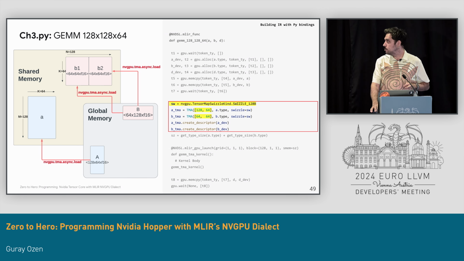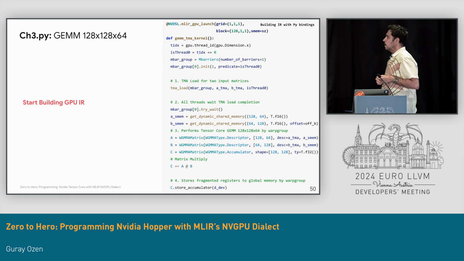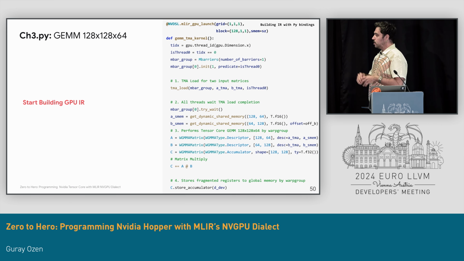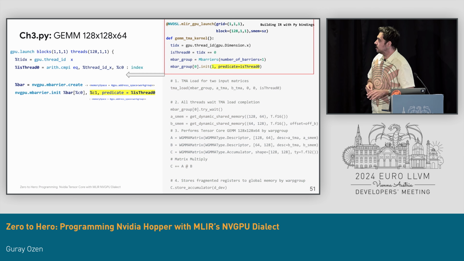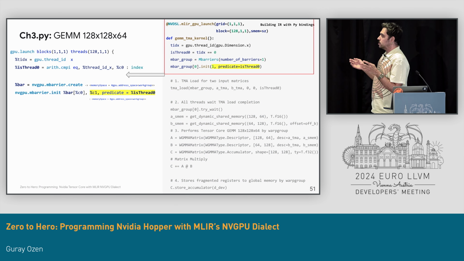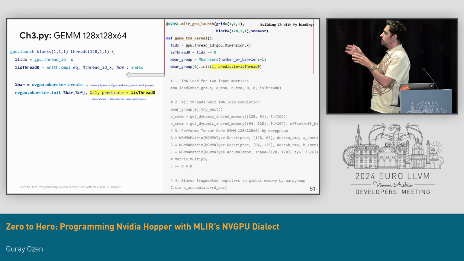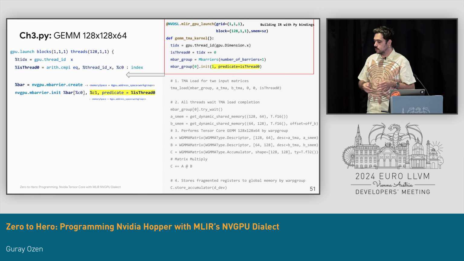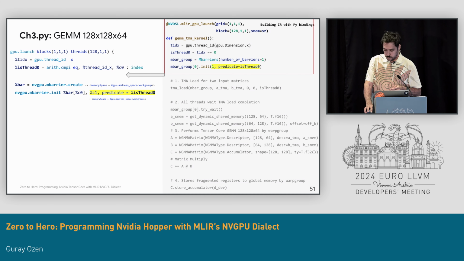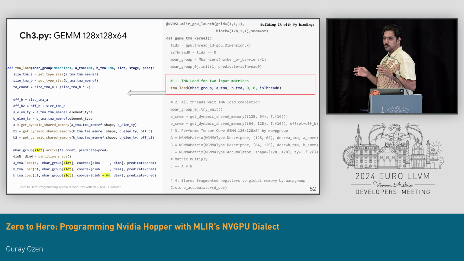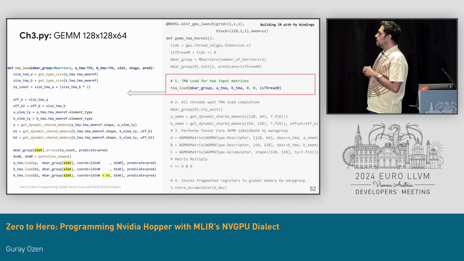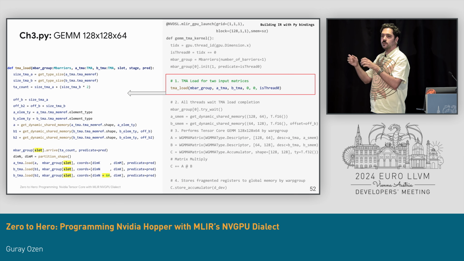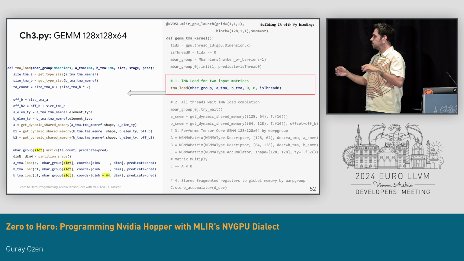So let's implement the GPU kernel for that. Here is our entire GPU kernel to multiply the matrix. Again, the first step is the bootstrapping, initialization. We create an mbarrier, and then we initialize it with one thread. This is predicated, all good. Now let's load the data. To load data, we have implemented a TMA load function in Python. We will use this function in the next chapter, so keep it in mind.